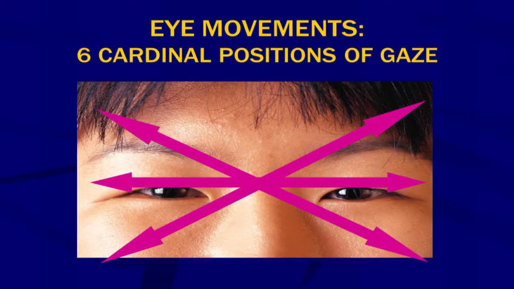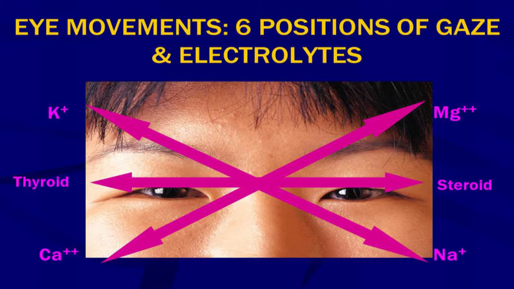So we have these 6 cardinal positions of gaze. Well, guess what? Each of those positions of gaze can be related to one of those minerals. So, 4 of them at least. If you move the eyes up and to the left and it strengthens, they might need magnesium. Down and to the left, they might need sodium if this strengthens them. If you move the eyes up and to the right, they might need potassium. If you move the eyes down and to the right, they might need calcium.